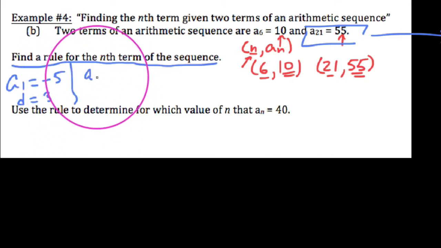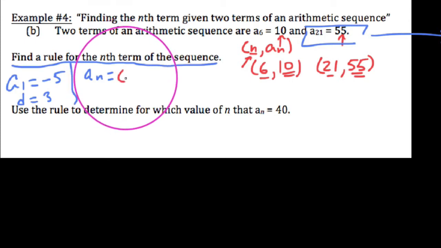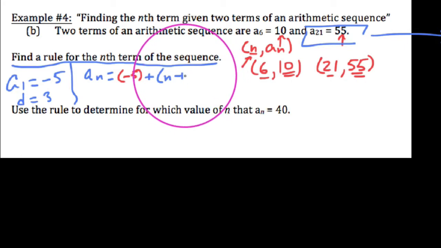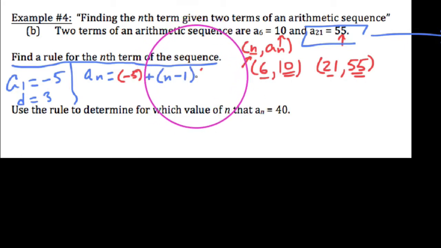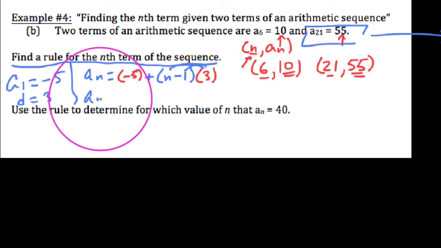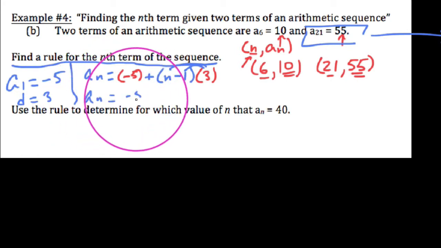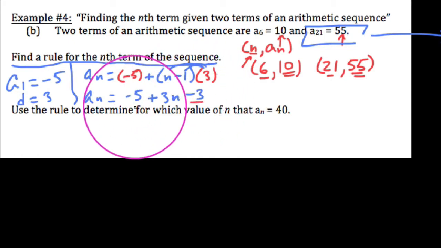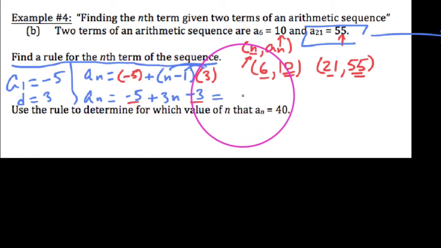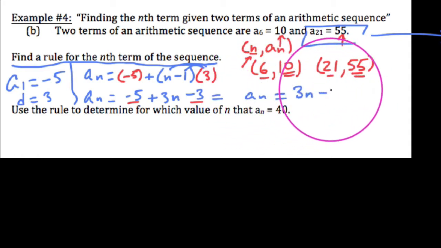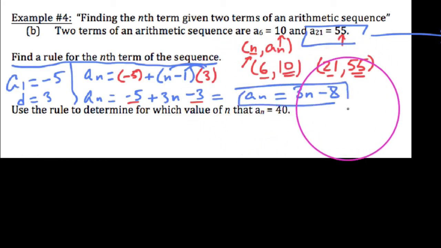I say our rule would be an equals our first term, which is negative 5, plus n minus 1, that's a minus 1, times d, and our d is 3. Okay, so this is our rule right here. I'm going to distribute this 3 through, and what we end up with is an equals negative 5 plus 3n minus 3. If we combine like terms, the negative 3 and the negative 5, we get an equals 3n minus 8. So this right here, ladies and gentlemen, is our rule.